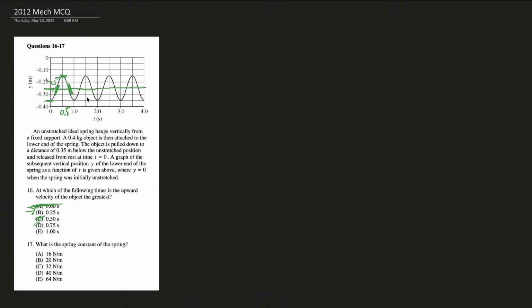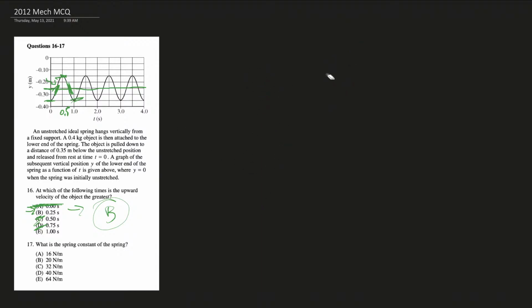So this is pointing downwards. We're going farther down. It's like when the thing is trying to go down now. As soon as it reaches equilibrium at 0.25, we're going up. So it can't be D. In 1 second, it's like, again, 0. So the answer to 16 is going to be B.